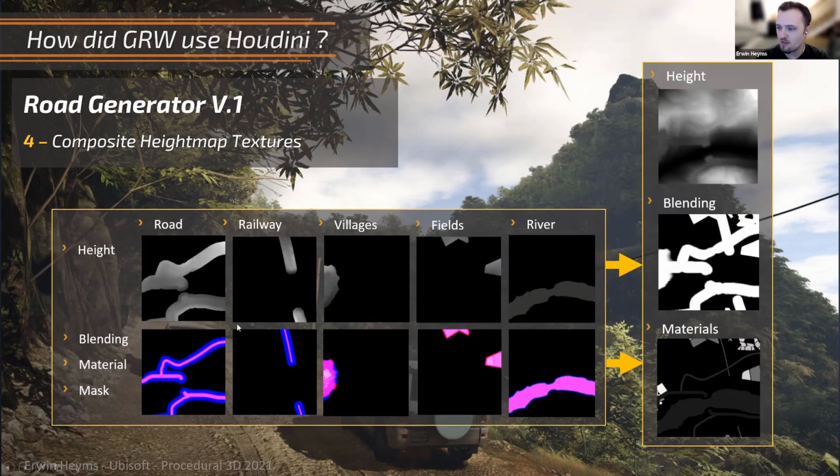So we combined that with all the other tools in the final step, which is the compositor. The compositor was necessary to make sure that we could actually make all these tools work together if they overlapped in some way, and we had quite a lot of that. So we had our roads, railroads, the villages, fields, rivers, and that would eventually basically be brought into this set: height, blending, and material.